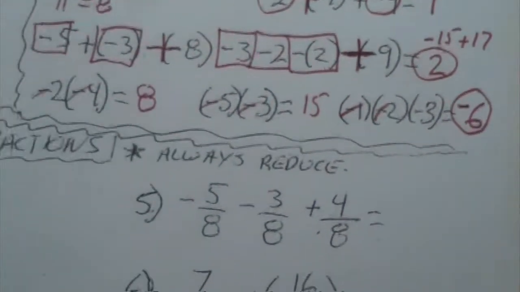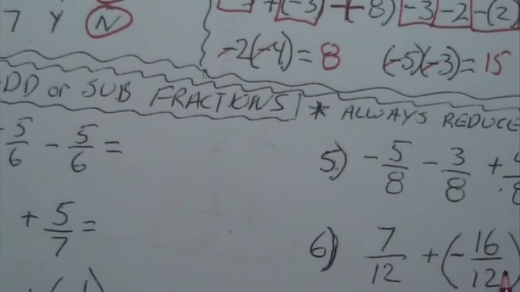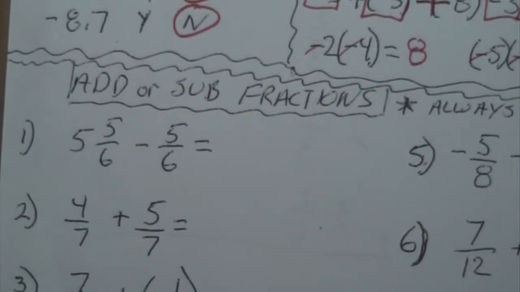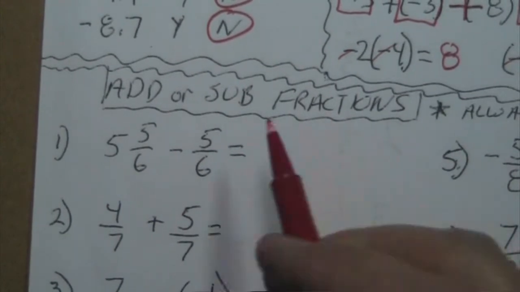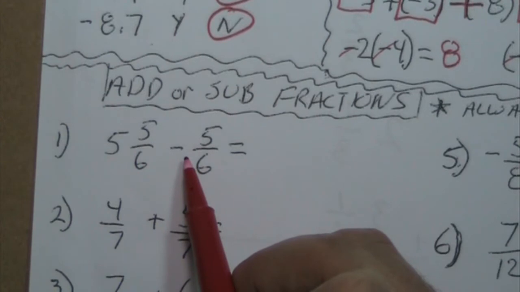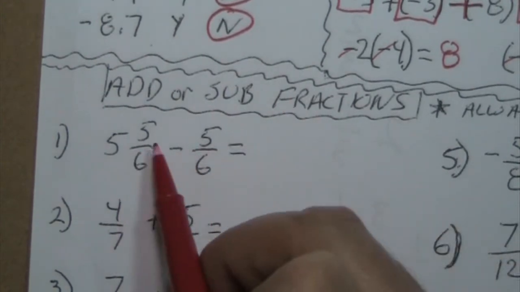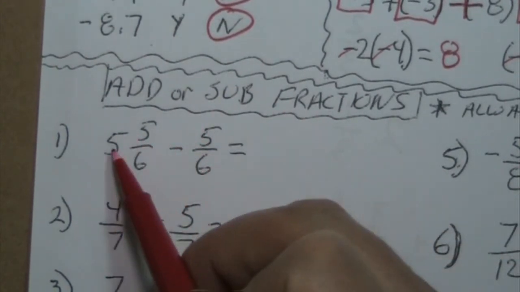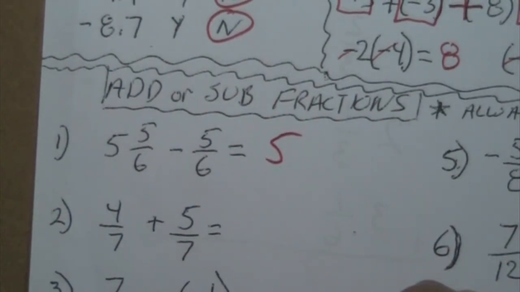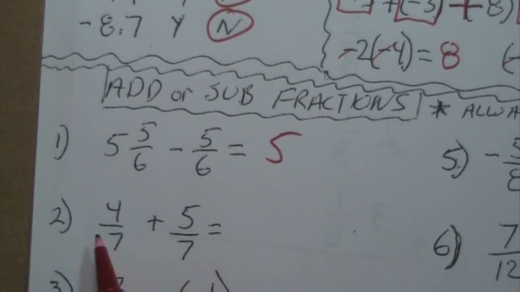Okay, now let's go on to fractions, adding and subtracting fractions. Remember to always reduce. So let's take a look here. First of all, this is pretty darn easy, isn't it? 6 minus 1, that's just 5. Okay, so I don't think I need to explain anything there.